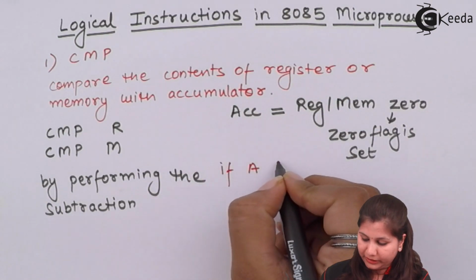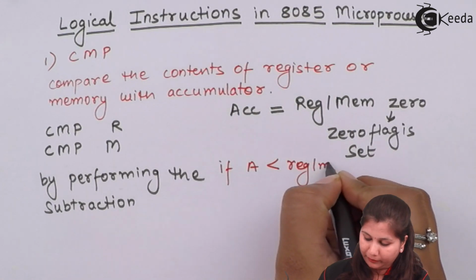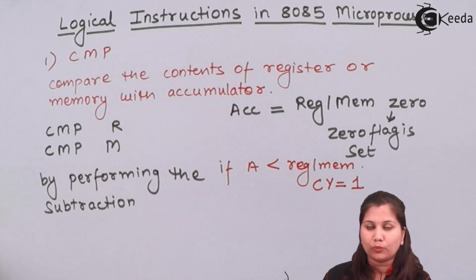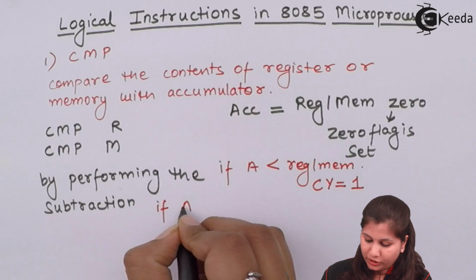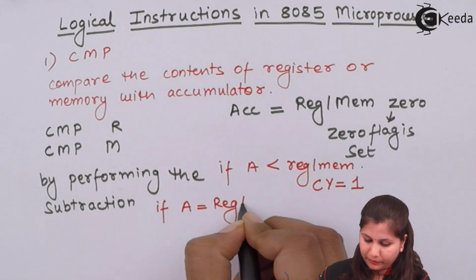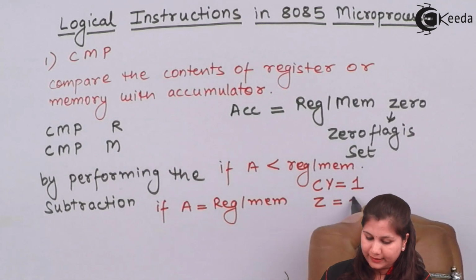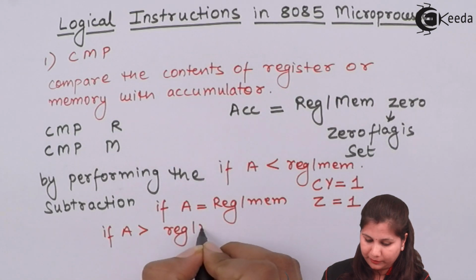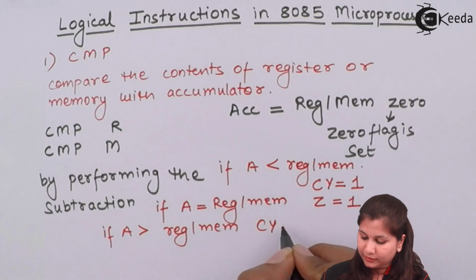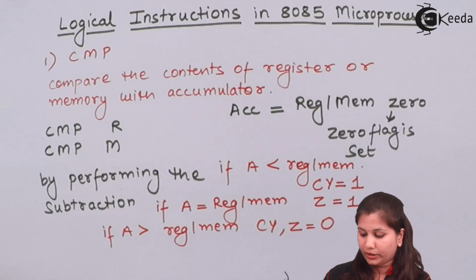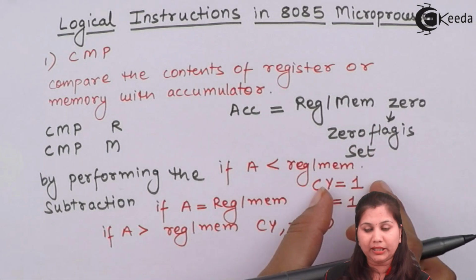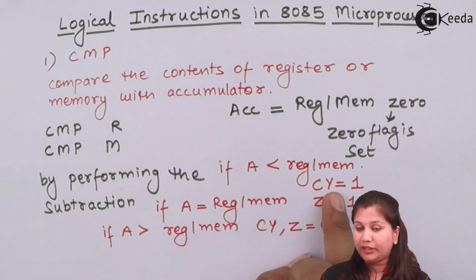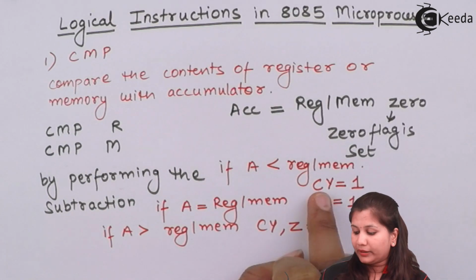If the contents of the accumulator are less than the contents of the register or the memory, then the carry flag is set, meaning carry flag equals 1. If the contents of the accumulator are equal to the contents of the register or memory, then the zero flag is set. And if the contents of the accumulator are greater than the register or the memory, then both the carry flag and the zero flag are reset. Because we are subtracting the register or memory contents from the accumulator, if this content is greater, then we have to take a borrow, so the carry flag will be set.